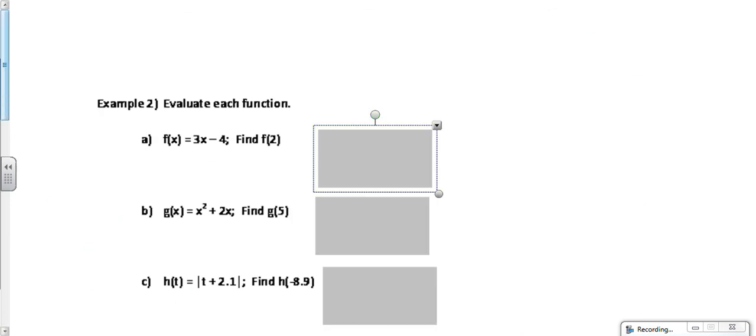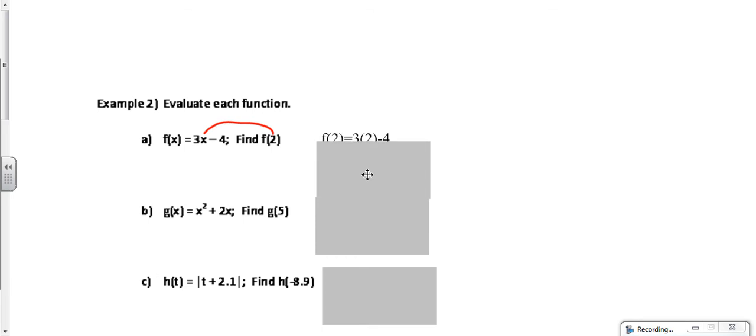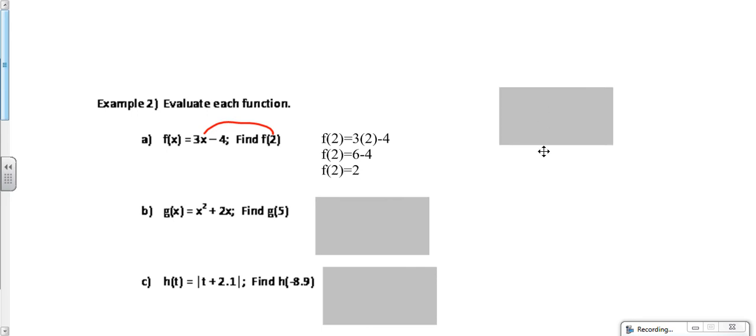Alright, now let's go through these. I have 6 examples of what it means to plug in a function. Now f of 2 means to plug a 2 into the x position. I typed these out because my mouse is not writing very easily. So f of 2 means plug a 2 in wherever the x was. So I get 3 times 2 minus 4. 3 times 2 is 6, minus 4 is 2. There's our answer. So if you plug a 2 in, you get a 2.